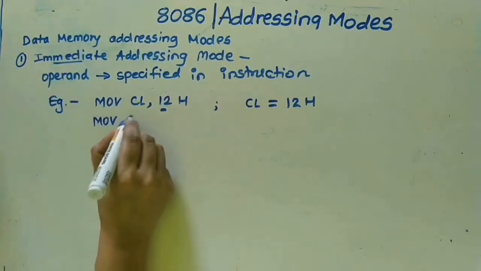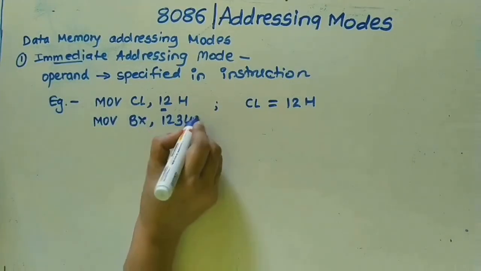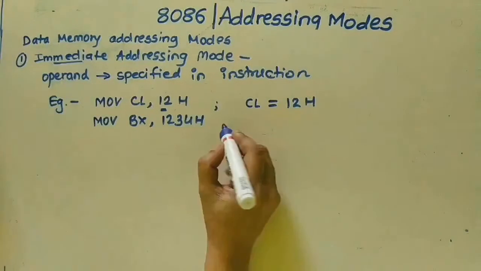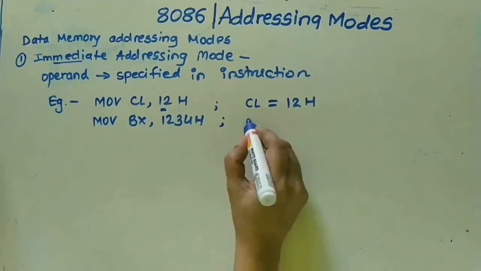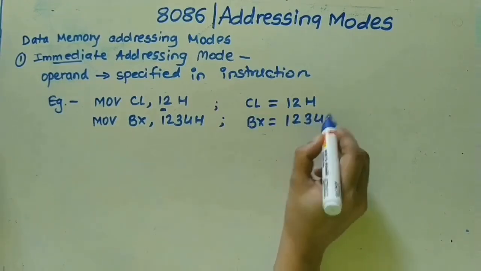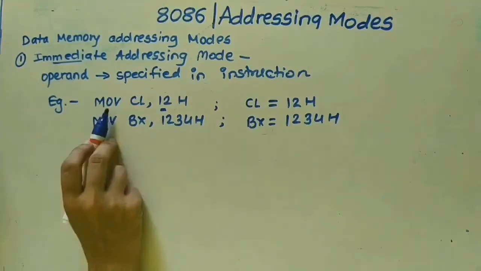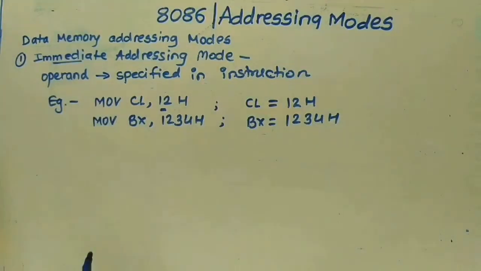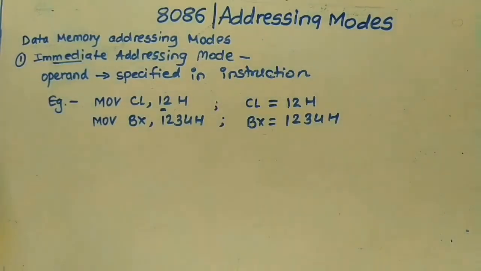One more example we'll see. MOV BX, 1234H. Here again the data is immediate data. After execution, the BX register will contain 1234H data. Similar to MOV, there are other instructions also that can immediately use the data within the instruction.